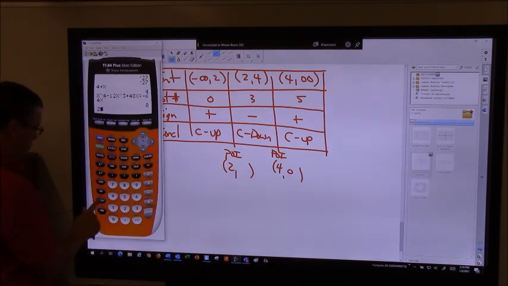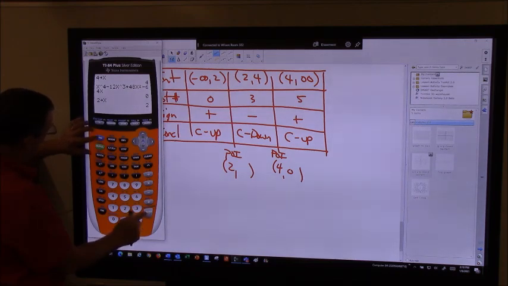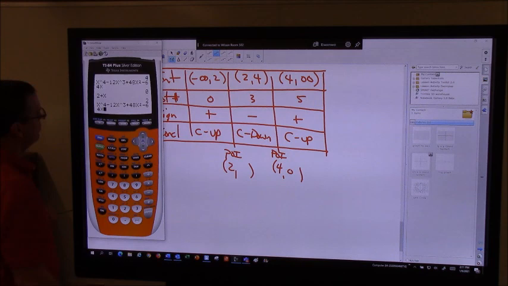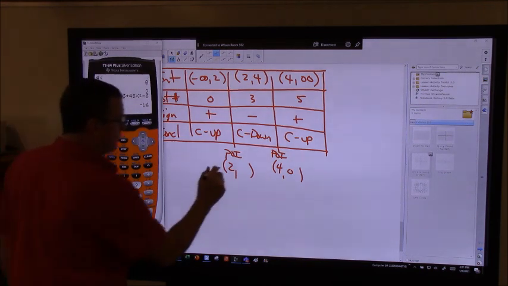So we'll take 2, we'll store that in X. Use my deep memory recall, second enter to bring that back. And there it is. And here I get negative 16.